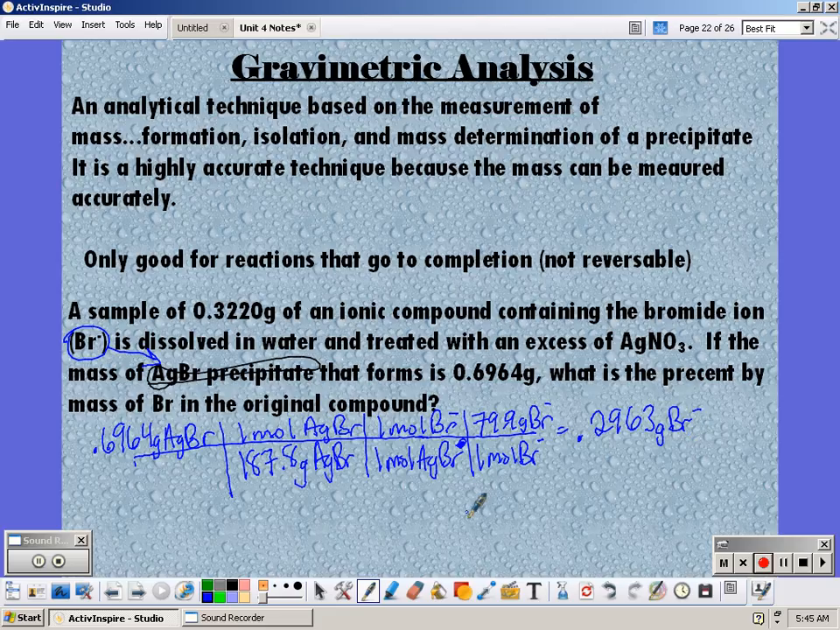So we're going to take our mass found in the precipitate, divide it by the mass of the total compound, times it by 100. And we have that it's 92% bromide. Now this doesn't tell us what the actual ionic compound is. So one thing that we could do to figure out the original ionic compound is have a list of bromine compounds available, and then we can use the mass percent of the bromine compounds and match up which one has a 92% bromine mass.